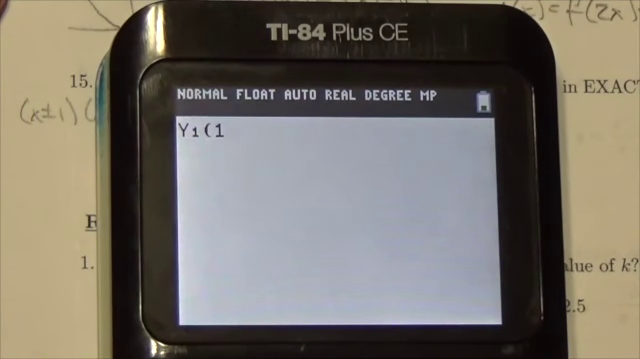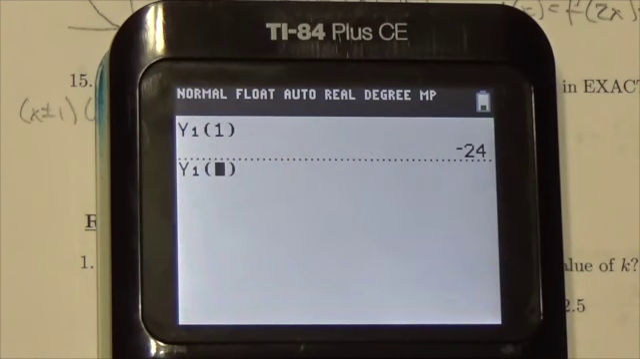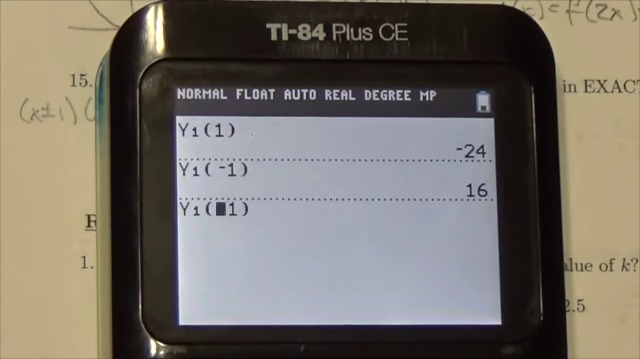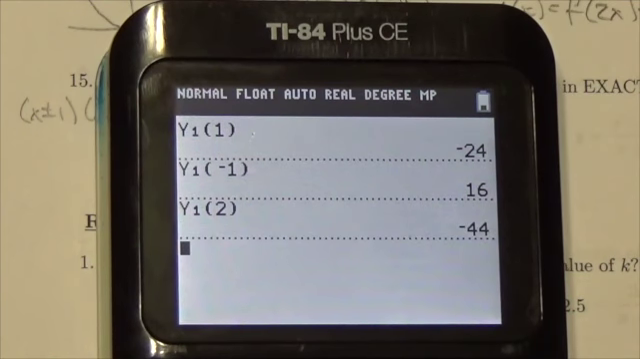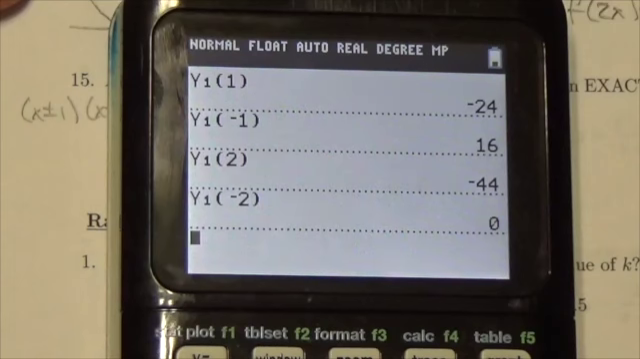So I'm going to plug in 1. See what I get? Negative 24. No, I'm looking for 0. So instead of going through that menu again, I'm just going to press second enter, go back and change that to a negative 1. 16. No, I'm looking for a 0. I'm going to go back in and turn that into a 2. No, I'm looking for a 0. So I go back and plug in a negative 2. That's what I'm looking for.